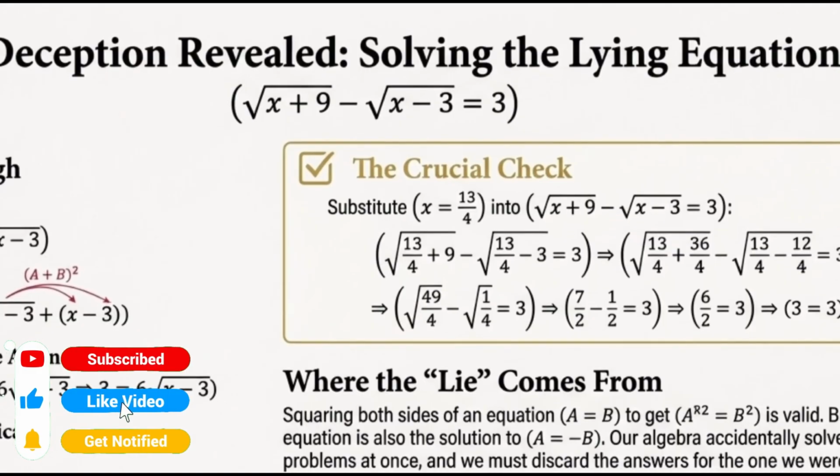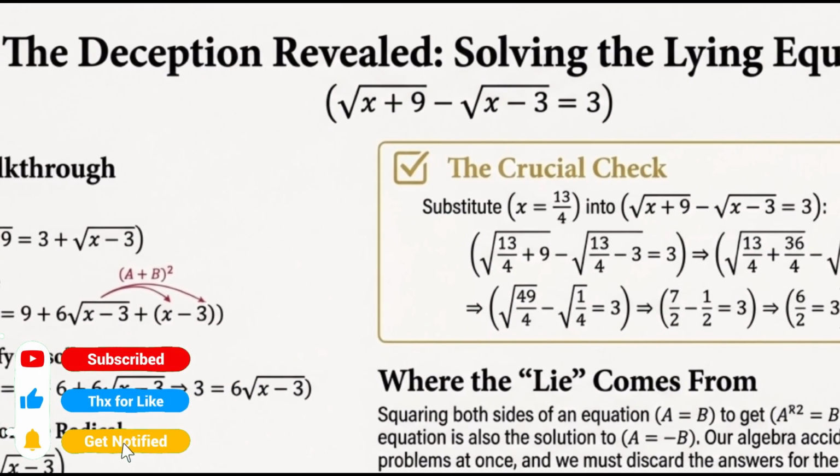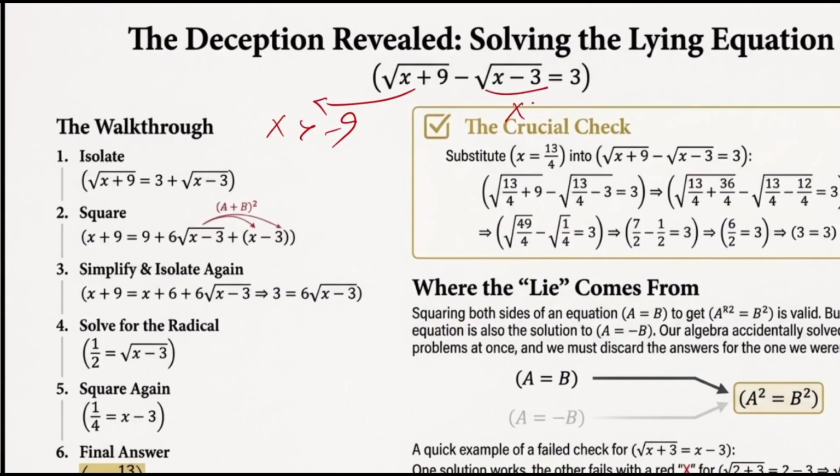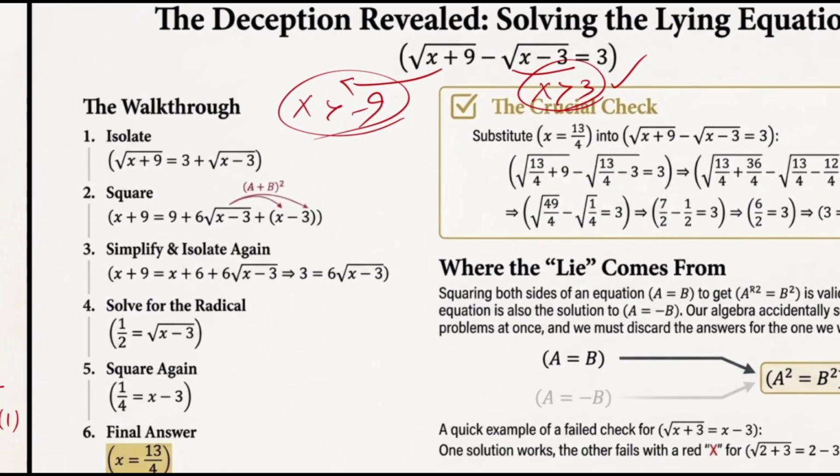For instance, at this point, it is very important, just before even doing these steps, to have your restrictions. The first one is that x should be bigger than negative 9, and for this one, x should be bigger than 3. If you find the common spot of these two, it means that your x should be bigger than 3 if you would like to make sure that you have a final answer. So let's look at the steps of how we can do that.